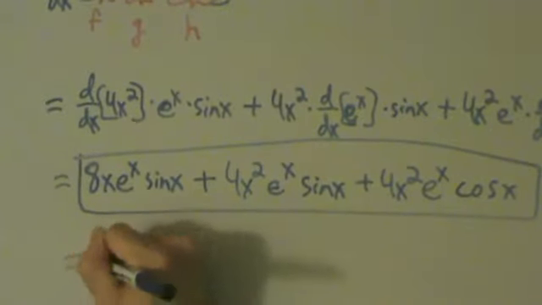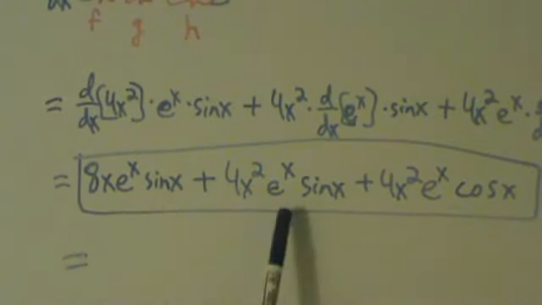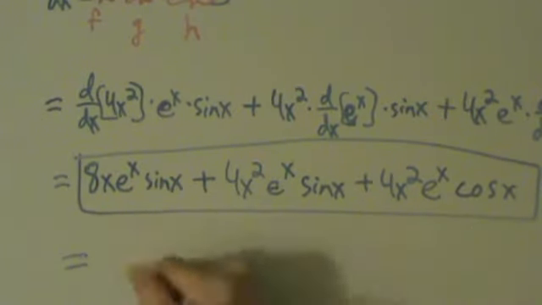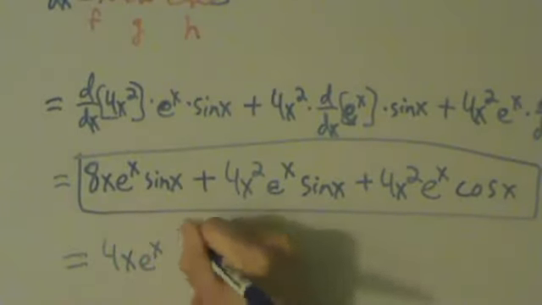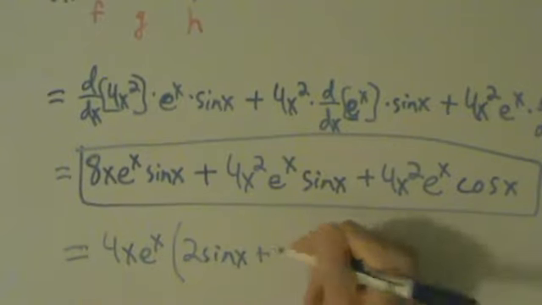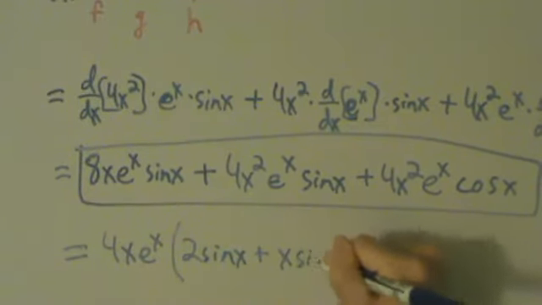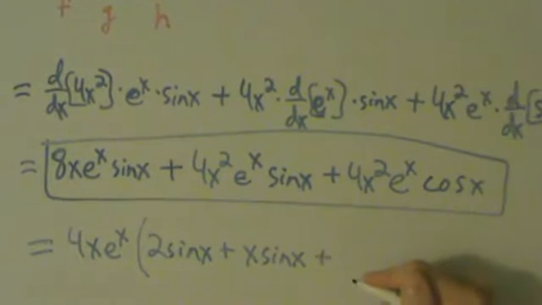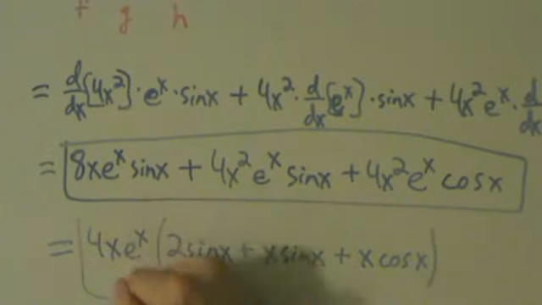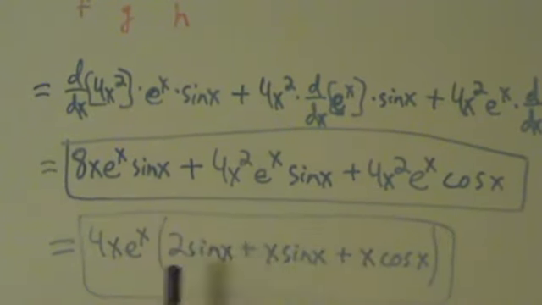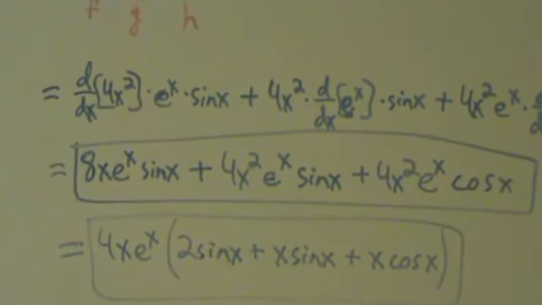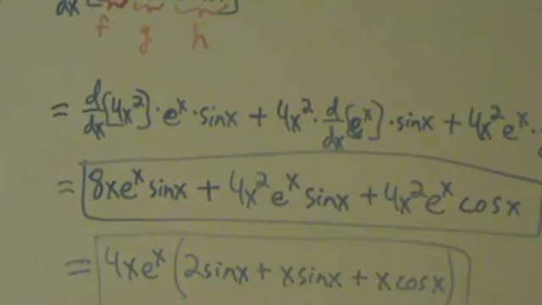But if you wanted to factor out some stuff, e to the x appears everywhere, right? So does a factor of x, and so does a factor of 4. So you could say 4x e to the x times 2 sine x plus x sine x, and then plus x cosine x. Okay, you could also say that. This actually looks a little less cluttered than this one, but it's just two ways of saying the same thing. So that's example 3 with the product rule.